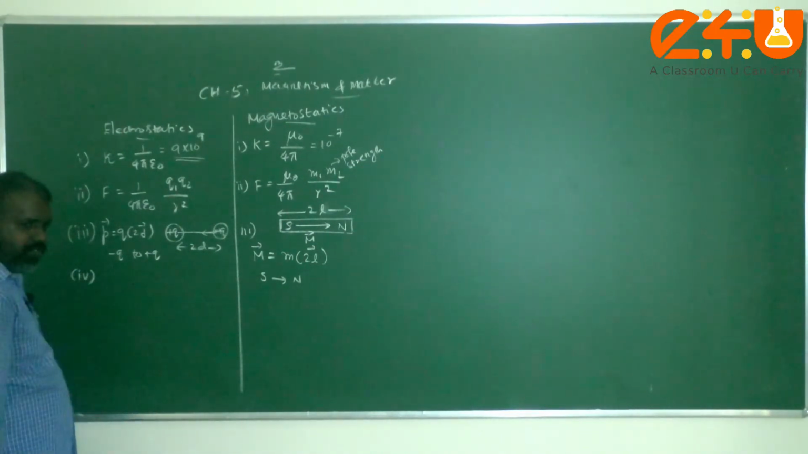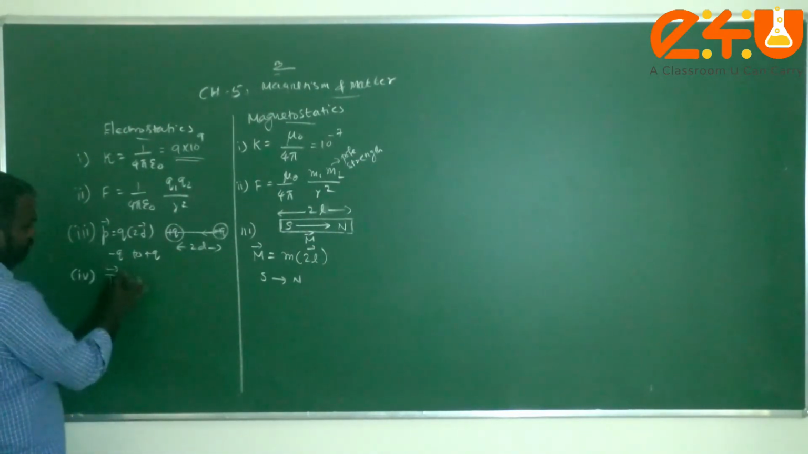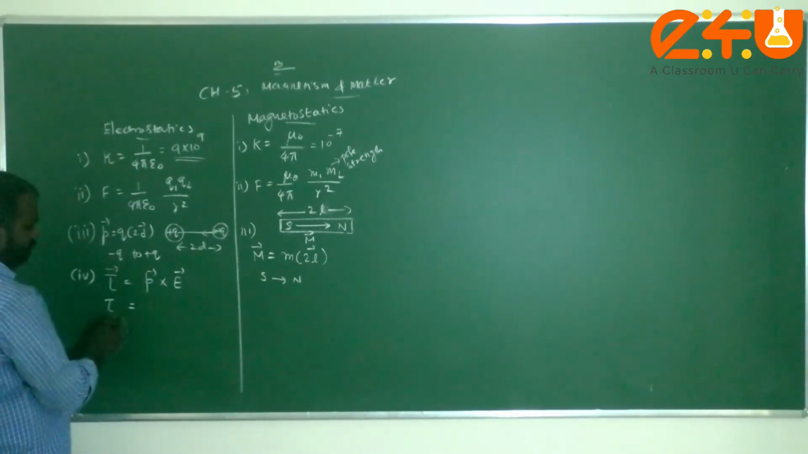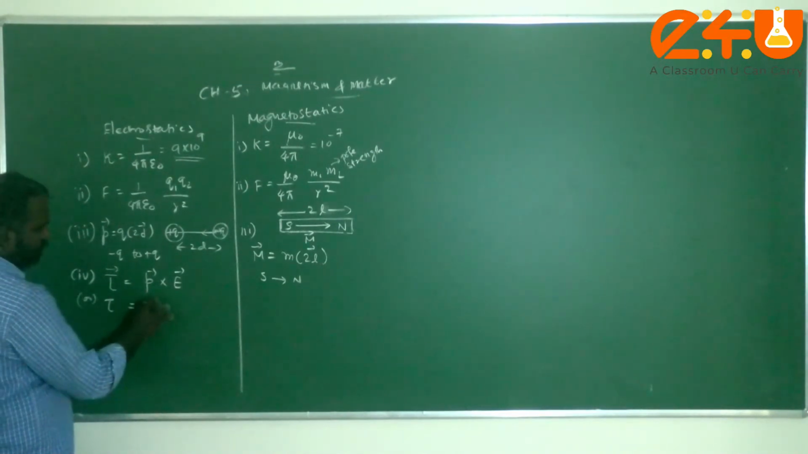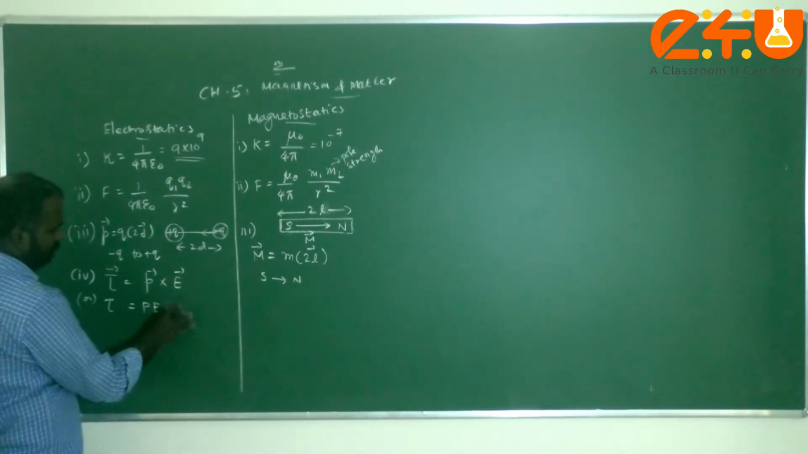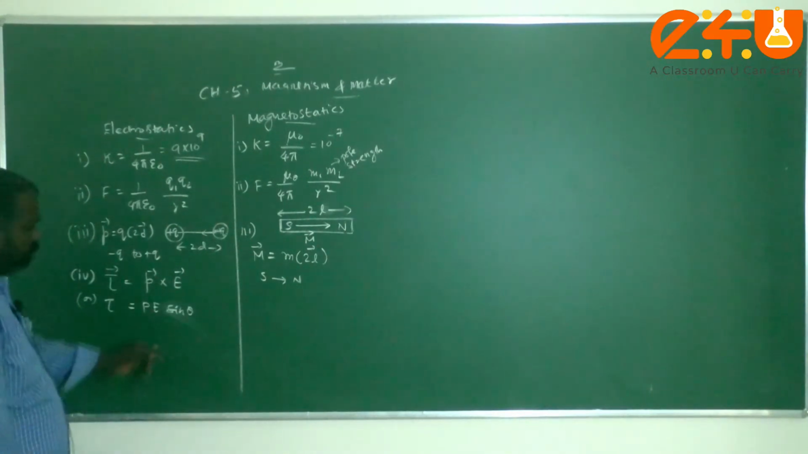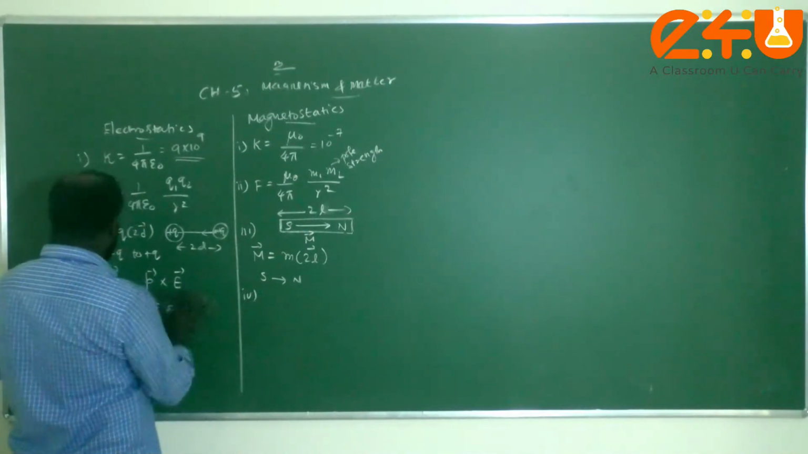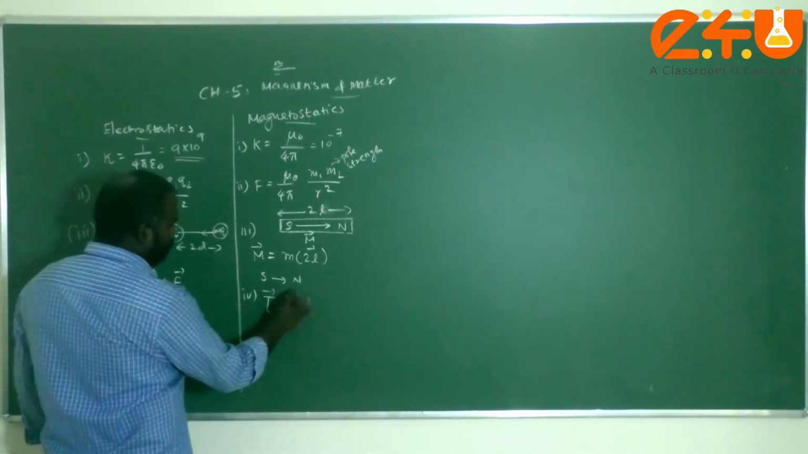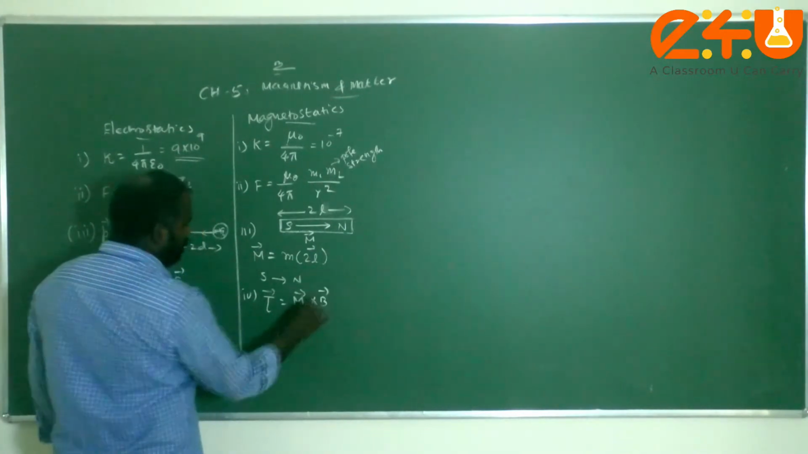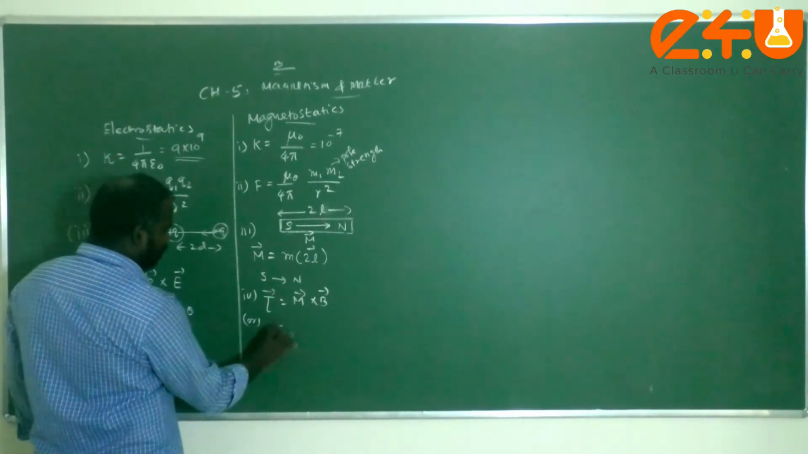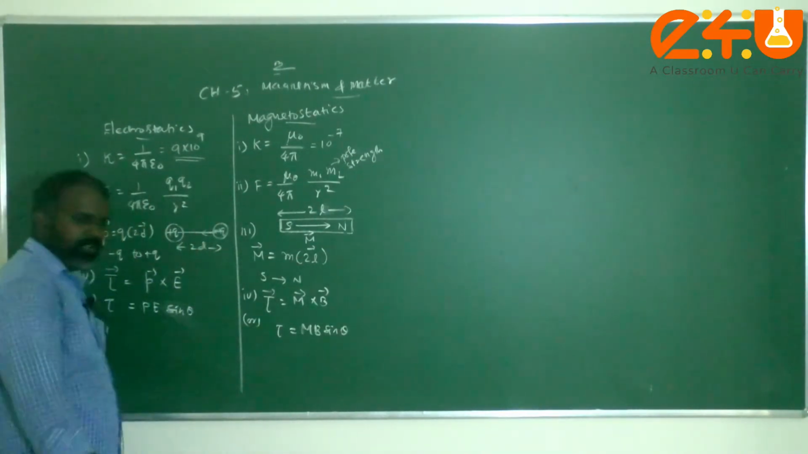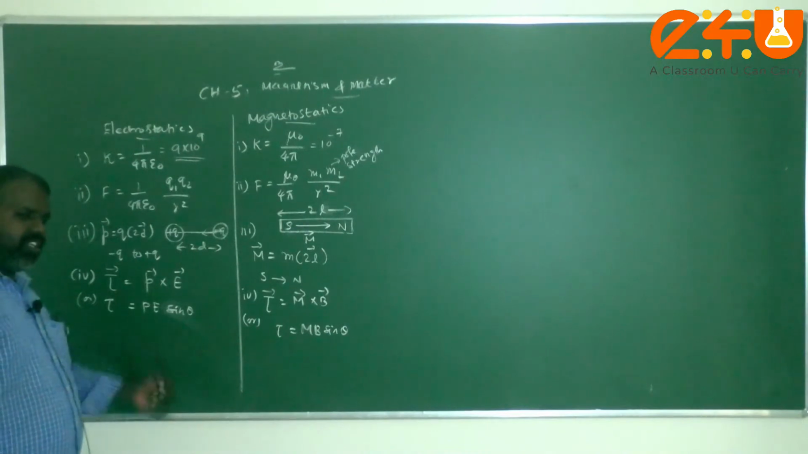The fourth one we discussed is the torque equation. Tau vector is equal to P cross E, and in scalar form it is PE sin theta. The role of the electric field is very similar to the magnetic field here. Therefore, the fourth comparison is tau vector equal to M cross B, or tau is equal to MB sin theta. So this is another comparison.